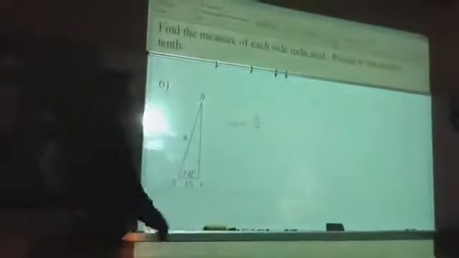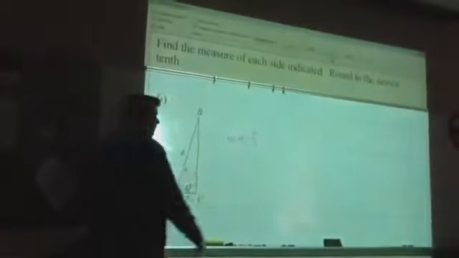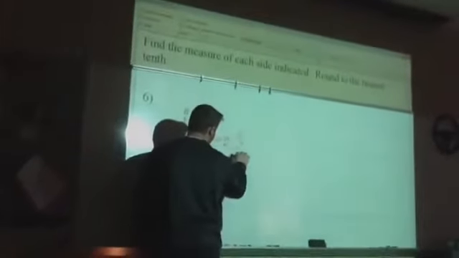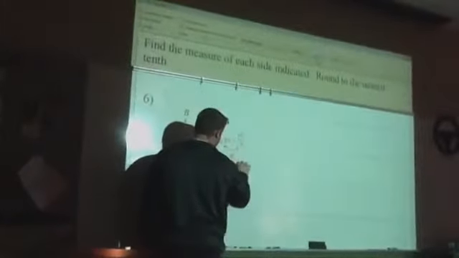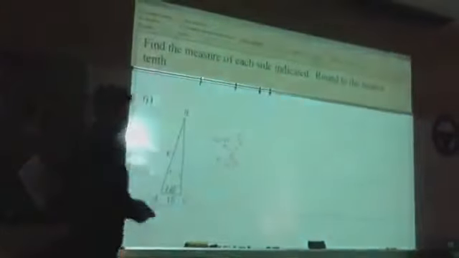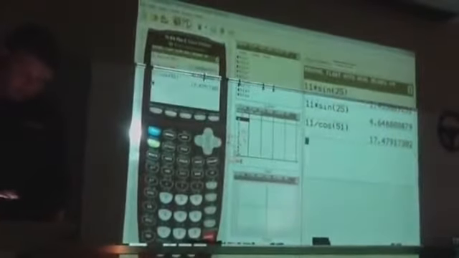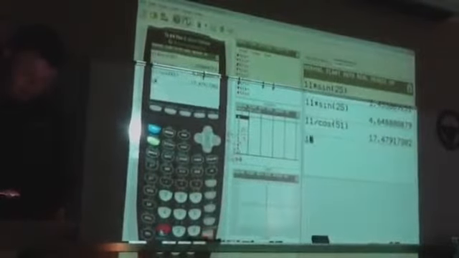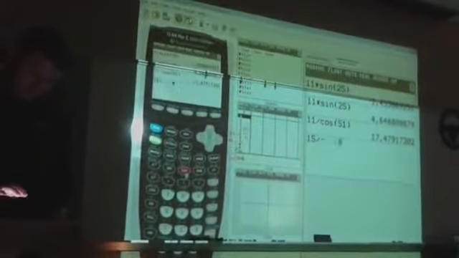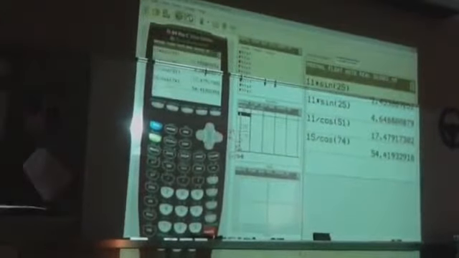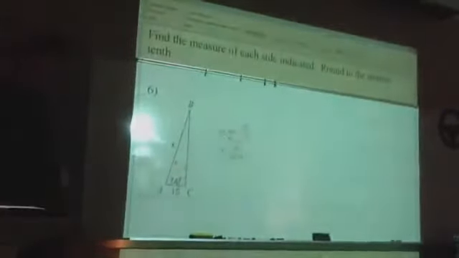What happens when I have it like this? What do you swap? Well, you swap cosine of 74, you swap the whole thing. So x equals 15 divided by the cosine of 74. So, once again, put that in your calculator. You've got 15 divided by the cosine of 74, close parentheses, 54.4. So this side over here is 54.4.